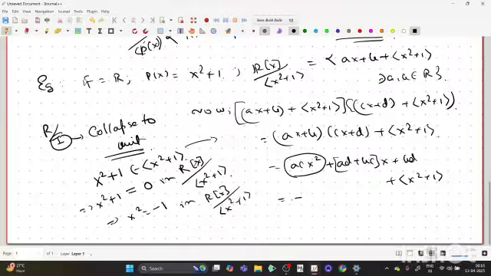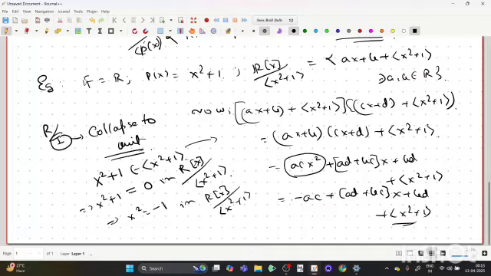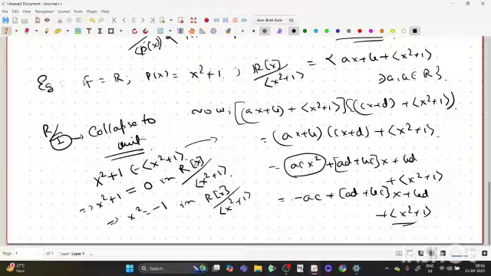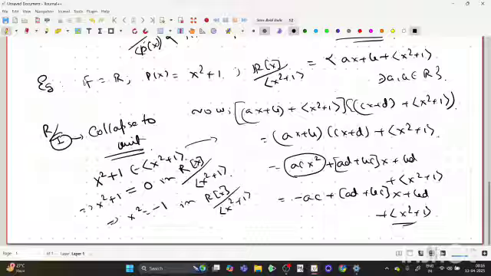Fine. So this becomes minus ac plus (ad plus bc)x plus bd, right? Therefore, there is no problem in calculating the multiplication. I hope you got the point, right? So whenever you take an ideal generated by some element of a ring and take the quotient ring with respect to that ideal, you need to keep in mind that the elements which are generating the ideal actually represent the zero element inside that quotient ring.